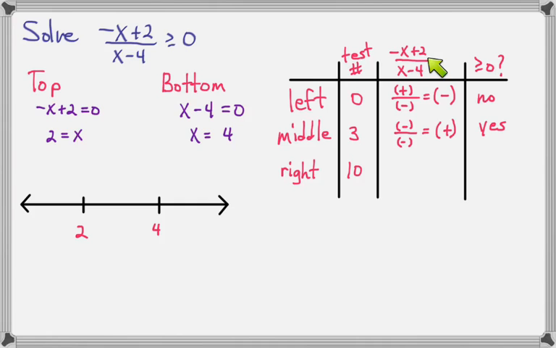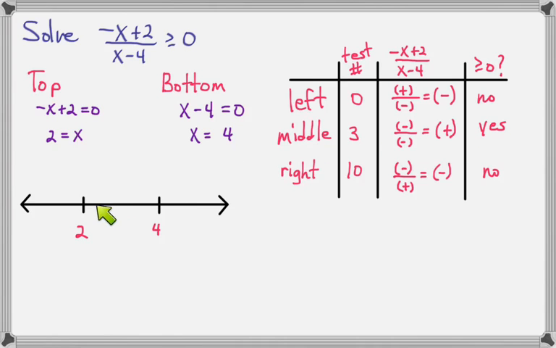And let's plug in 10. Negative 10 plus 2 makes negative 8 for the top, so that's negative. 10 minus 4 makes positive 6 for the bottom, so that's positive. Then negative divided by positive is negative. And is that going to be greater than 0? The answer is no. So the only yes this time is in the middle.